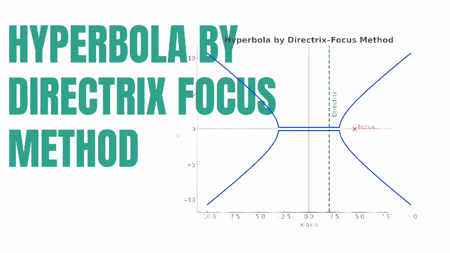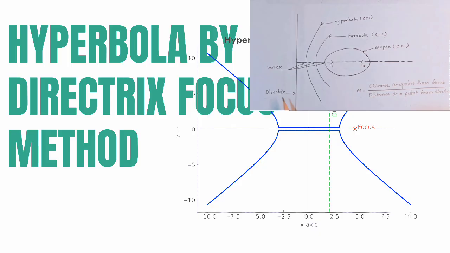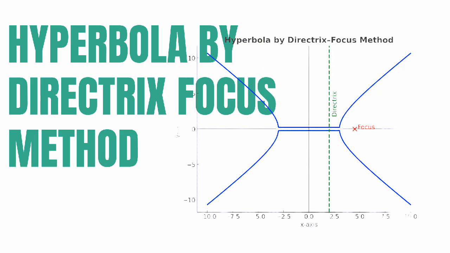Today's session is on Hyperbola by Directrix Focus Method. In my previous video, which is on Parabola by Directrix Focus Method, I explained the basic terminology of conic section, including eccentricity. So if you watch that, you will understand what a hyperbola is and what eccentricity means. So be sure to check it out if you haven't already. I will explain eccentricity here in short, so it's easier to understand.